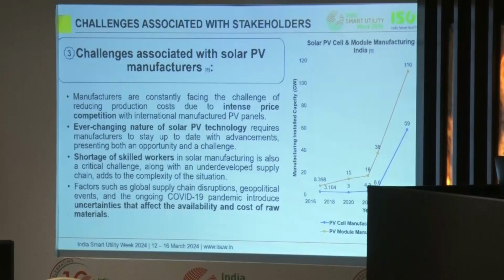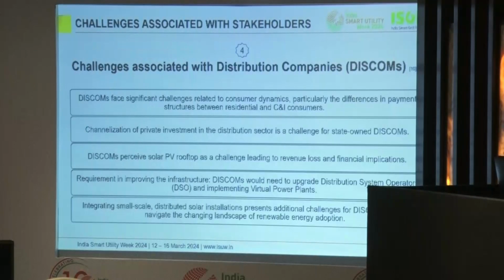According to the research of the Institute for Energy Economics and Financial Analysis, module manufacturing in India has now reached 38 gigawatts, and solar cell manufacturing in India has now reached 6.6 gigawatts. They project that module manufacturing by 2026 will reach 110 gigawatts, and cell manufacturing will reach 59 gigawatts. So for achieving these targets, there is a need to overcome these challenges that I have discussed.